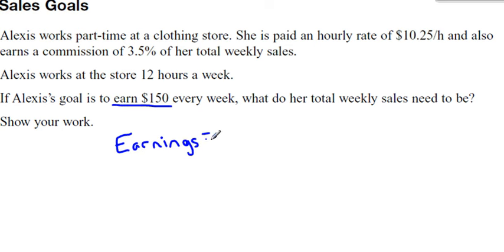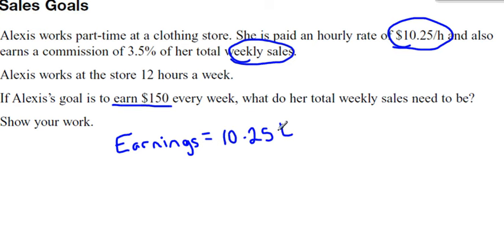So every week, what are her earnings based on? Well, her earnings would be based on how much time she works and how much her weekly sales are. Those are the two things that contribute to Alexa's wages. So every hour she works, she earns $10.25. So I'm going to say that T is hours worked, because every hour she works, she makes $10.25.